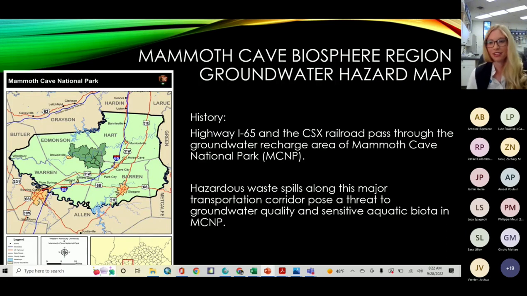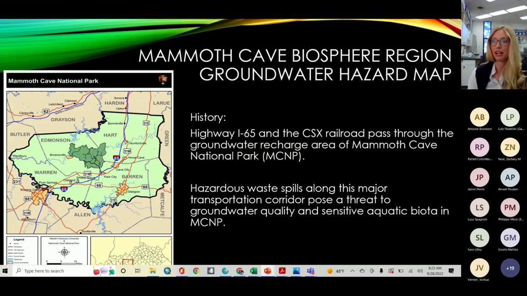And lastly, in the few minutes I have left, I would like to talk about the groundwater hazard map that was created for the Mammoth Cave biosphere region. Perhaps some of you, if you're familiar with Kentucky, know that we are home to Mammoth Cave, which is the longest mapped cave in the world currently. And it just so happens that there are some major transportation corridors that pass through the recharge basin of Mammoth Cave. And previous spills along this corridor did pose a threat to the groundwater quality as well as the sensitive aquatic biota therein.